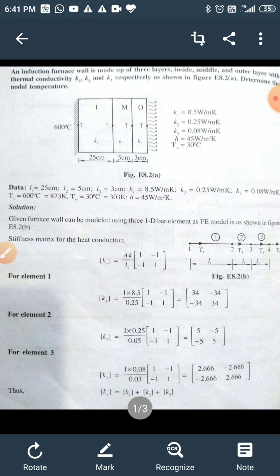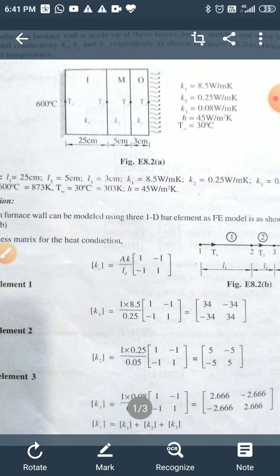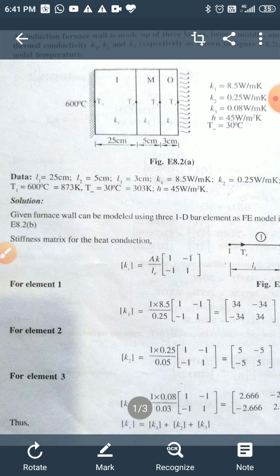The temperature units are in Kelvin, so how do we convert the given temperatures from centigrade to Kelvin? We already know that 273 is added to the given temperatures. T1 on the left side, where there is conduction, is 600 degree centigrade. We add 273, so T1 is equal to 873 Kelvin. At the right side there is convection, with T infinity equal to 273 plus 30, which is 303 Kelvin. h is the heat transfer coefficient.